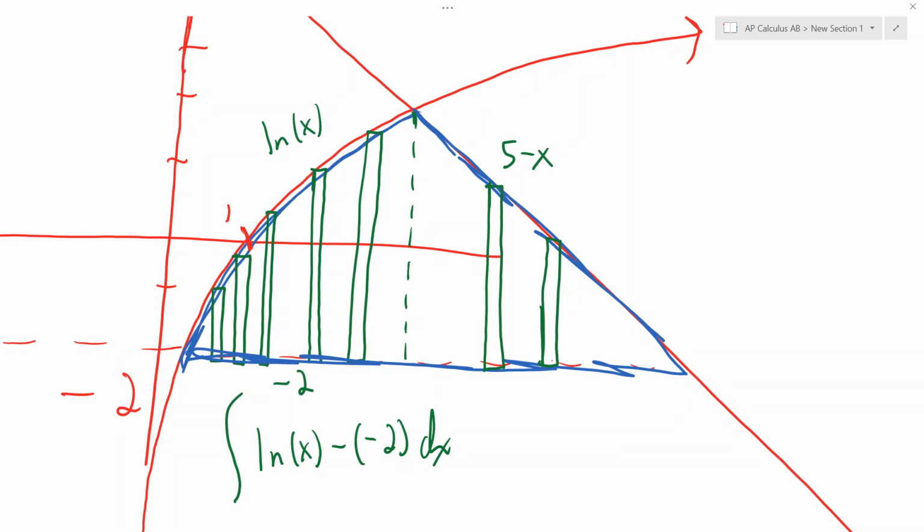The first integral is going to go, I'm going to say this point where they hit right here is A. I'm going to say the point where they intersect is B. I got to find that. And I'm going to say the point where the line hits over here is C, and we can find that pretty easily too. So my rectangles are ln of x minus negative 2 between A and B. So that's what I'm going to do.